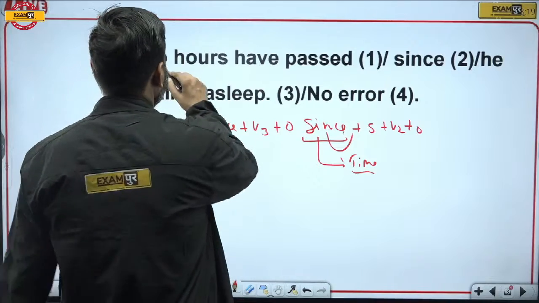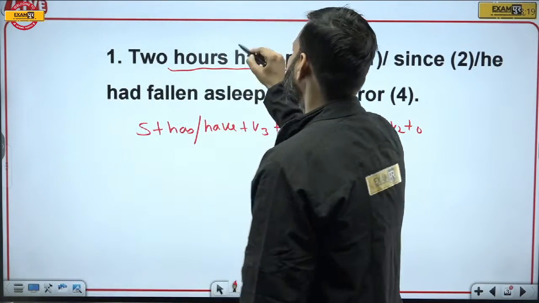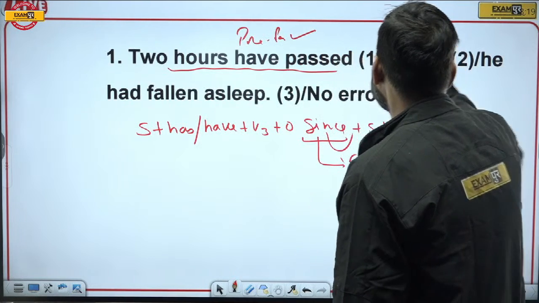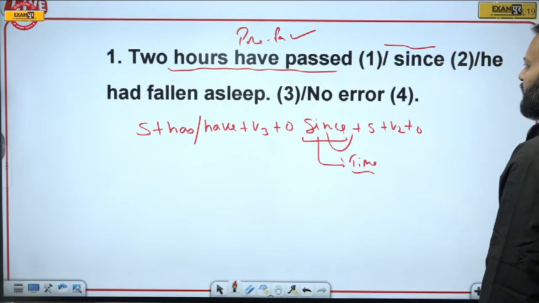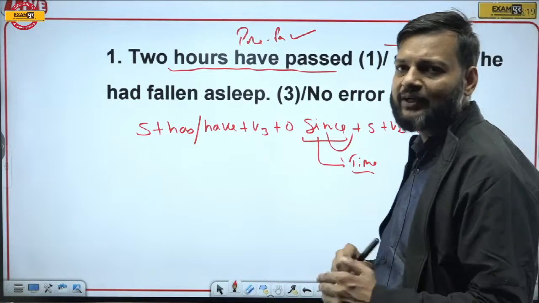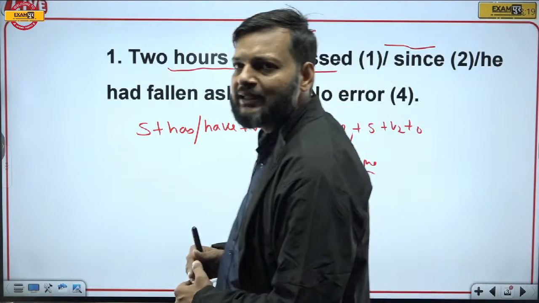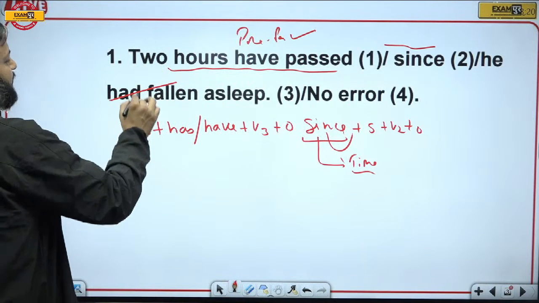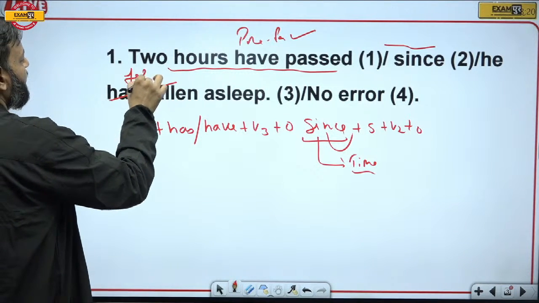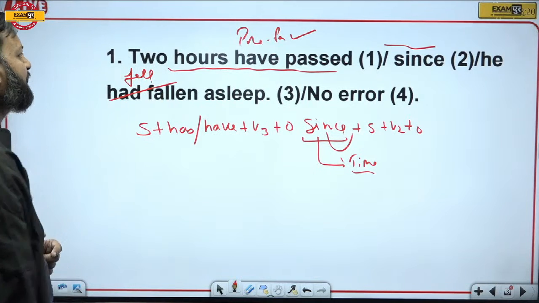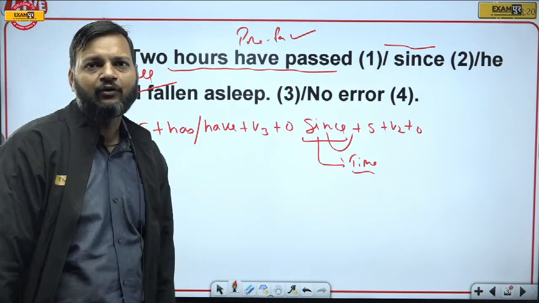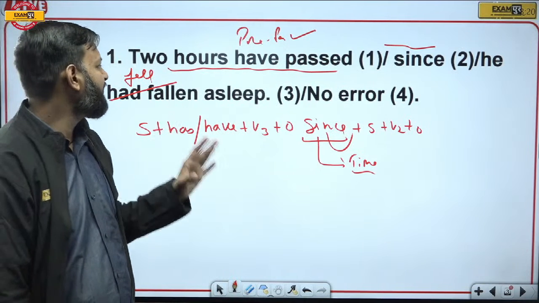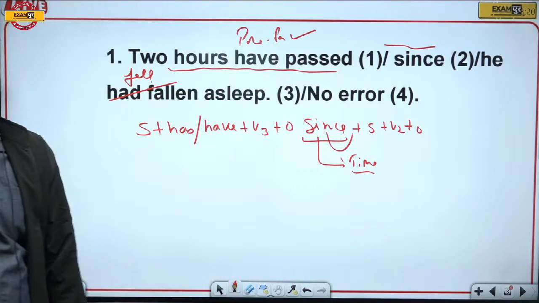Now here 2 hours have passed, so this is present perfect. Okay, no problem, it's correct. Followed by since, no problem. But after since we need past indefinite tense, but here past perfect tense has been given. So what we need to do, just remove had fallen and replace it by fell. 2 hours have passed since he fell asleep would be the right answer.